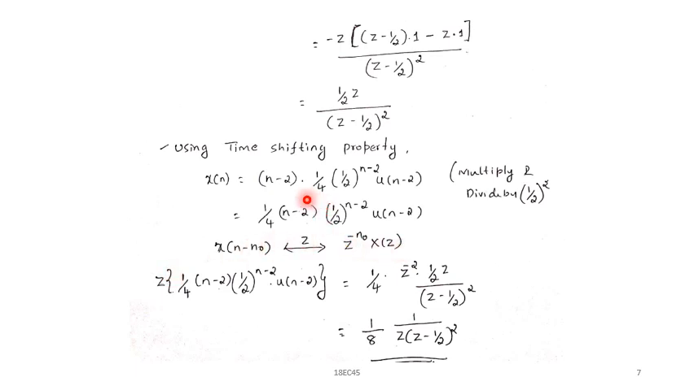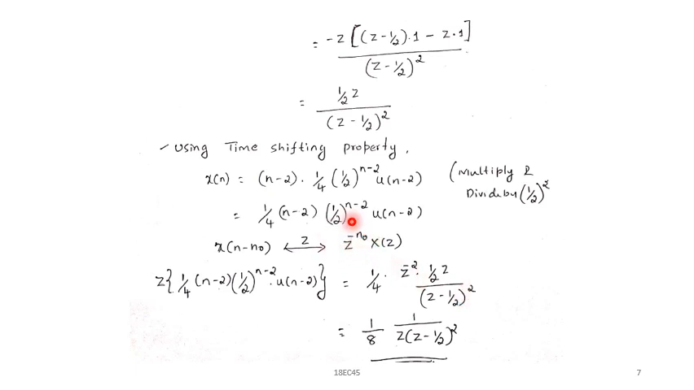Now I'll take the Z transform of this particular equation, that is z into 1 by 4 n minus 2 to 1 by 2 to the power n minus 2 u of n minus 2. So this is a constant term, I'll write it as it is, 1 by 4. And they already calculated the Z transform of n into 1 by 2 to the power n u of n. Here I can consider this as x of z. So 1 by 2 into z, z minus 1 by 2 whole square.